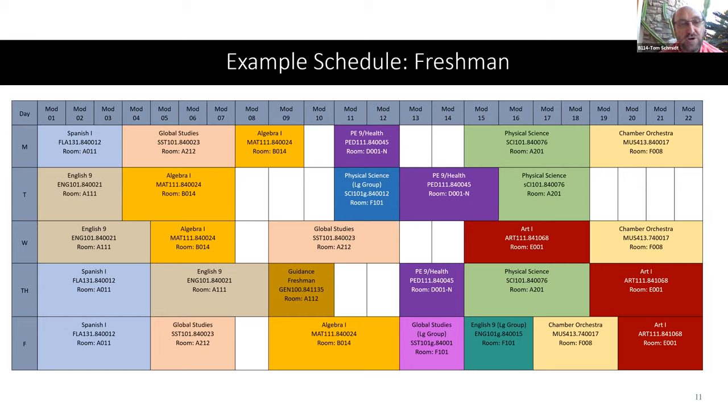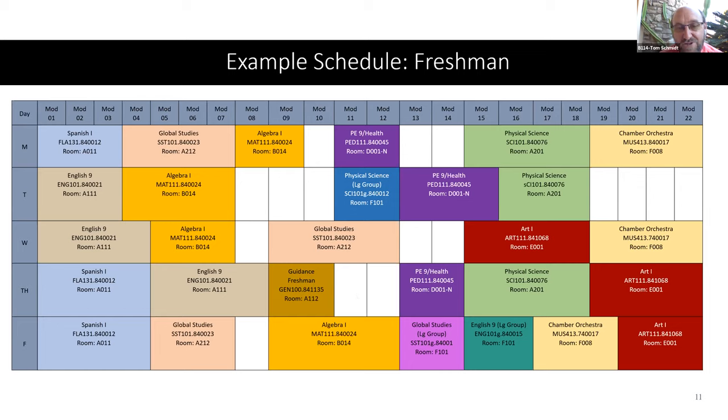So if you look at Spanish 1, for an example, Monday meets for mods 1, 2, and 3. So that class meets Mondays for 60 minutes. You'll then also see that it meets Thursdays for 80 minutes and it meets Friday for 80 minutes. You'll see Global Studies meets Monday for 80 minutes and then meets on Wednesday for 80 minutes and meets on Friday for 60. And you also see on Friday mods 13 and 14 where it meets for large group. So that class meets four times a week, different lengths of time.